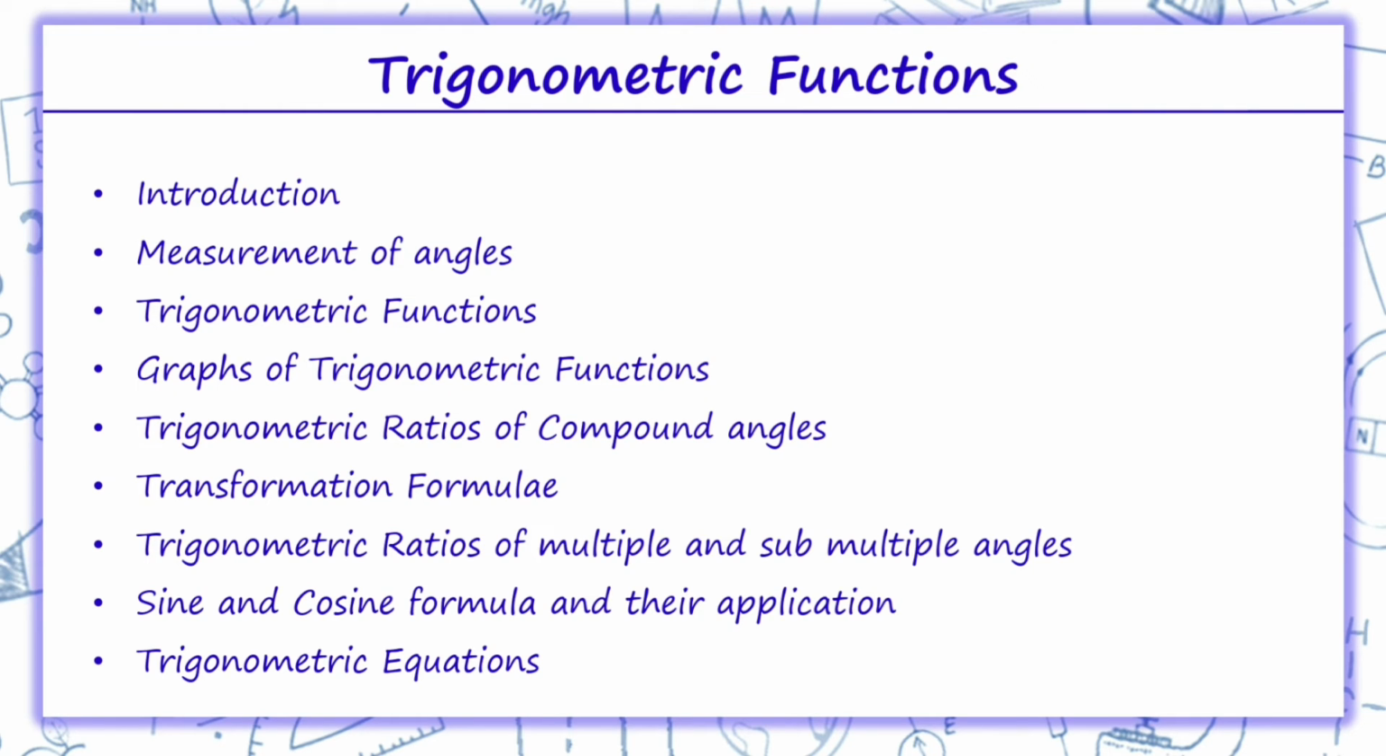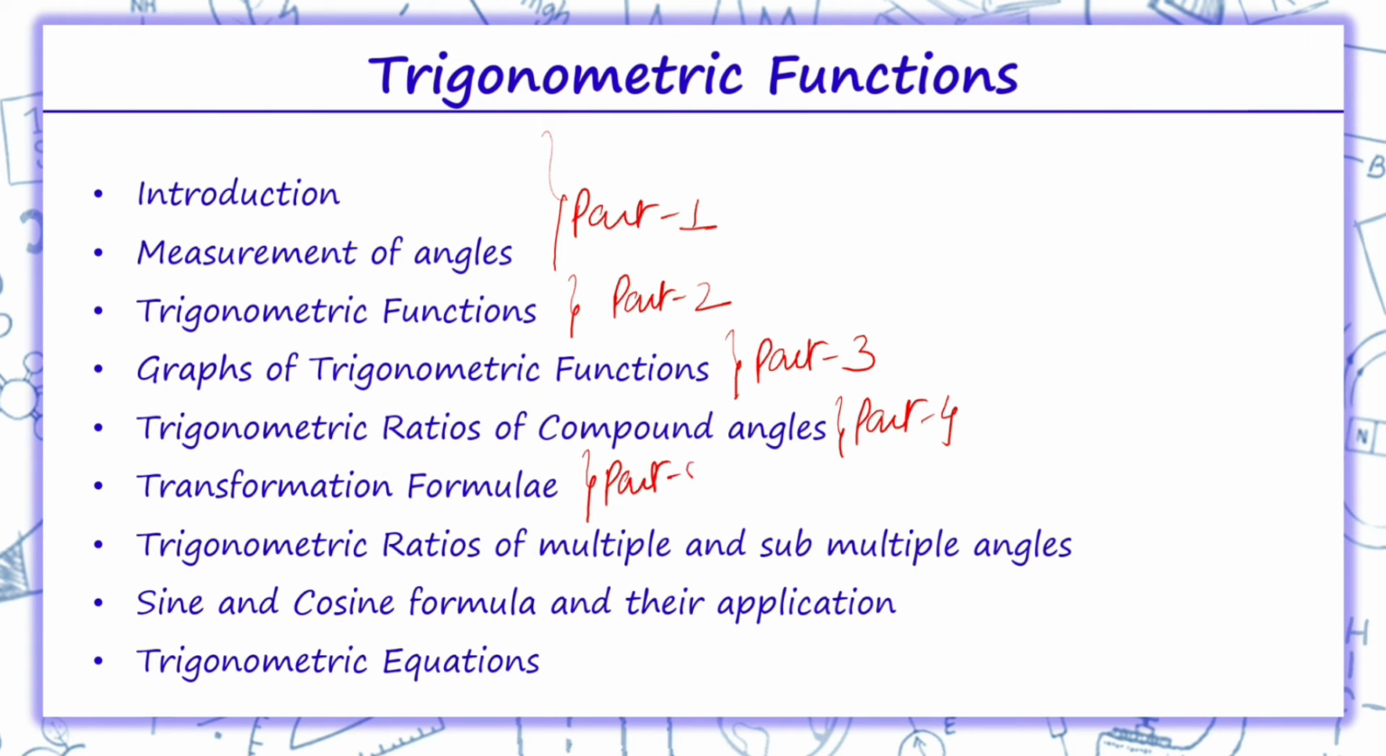See, in part 1 we studied introduction and measurements of angles. In part 2 we studied the trigonometric functions. In part 3 we studied graphs of trigonometric functions. In part 4 we studied trigonometric ratios of compound angles. In part 5 we studied transformation formulas. In part 6, the previous video, we studied trigonometric ratios of multiple and submultiple angles, that is, trigonometric ratios of angle 2A in terms of A and angle 3A in terms of A.